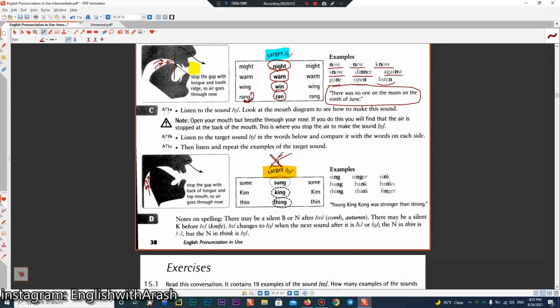So, song, song, king, thing. The thing is thing. It's like that. Let's look at some more examples.